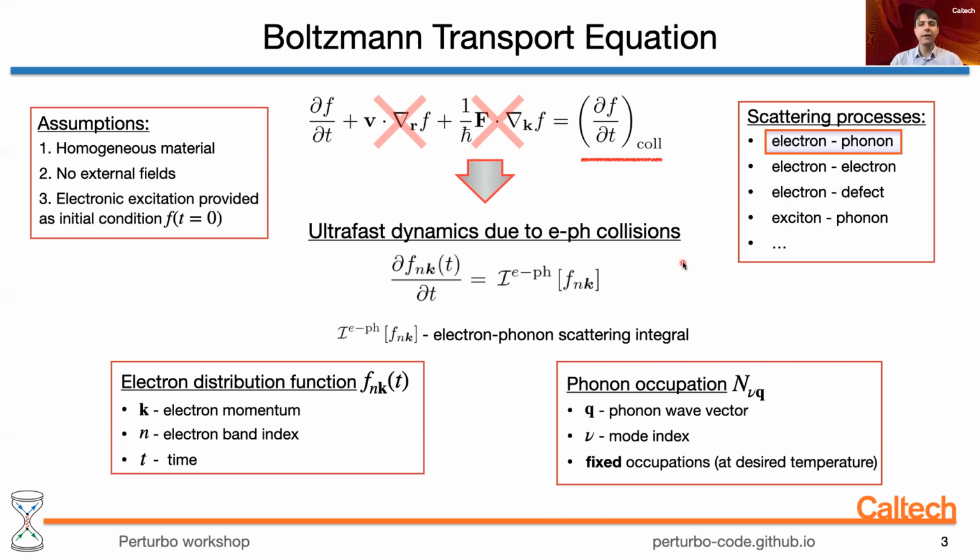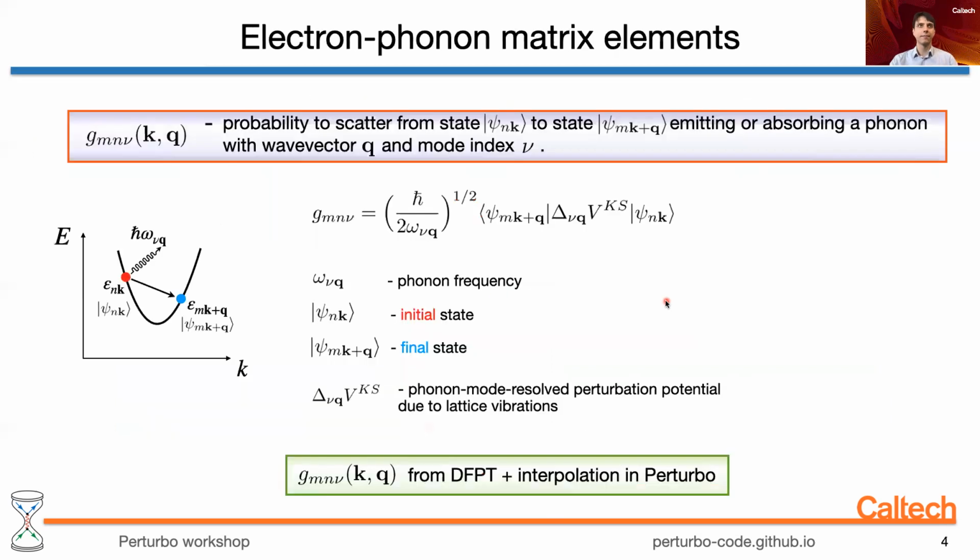So as you can see, the term that describes the scattering physics is this electron-phonon scattering integral. And one of the main ingredients is the electron-phonon matrix elements. So I will start describing in more detail the Boltzmann transport equation, starting with the electron-phonon matrix elements.